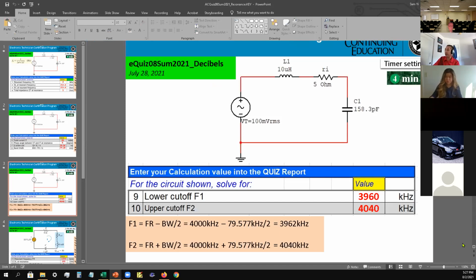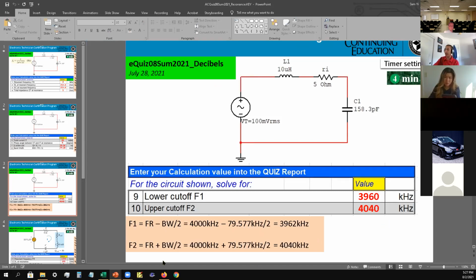Okay, now they want to find the lower cutoff and the upper cutoff. The lower cutoff is going to be the resonant frequency minus the bandwidth divided by 2, and the answer is going to be in kilohertz. So I can convert the 4 mega to 4,000 kilohertz minus 79.58 divided by 2. You do that calculation and come to 3,962 kilohertz for the lower cutoff.